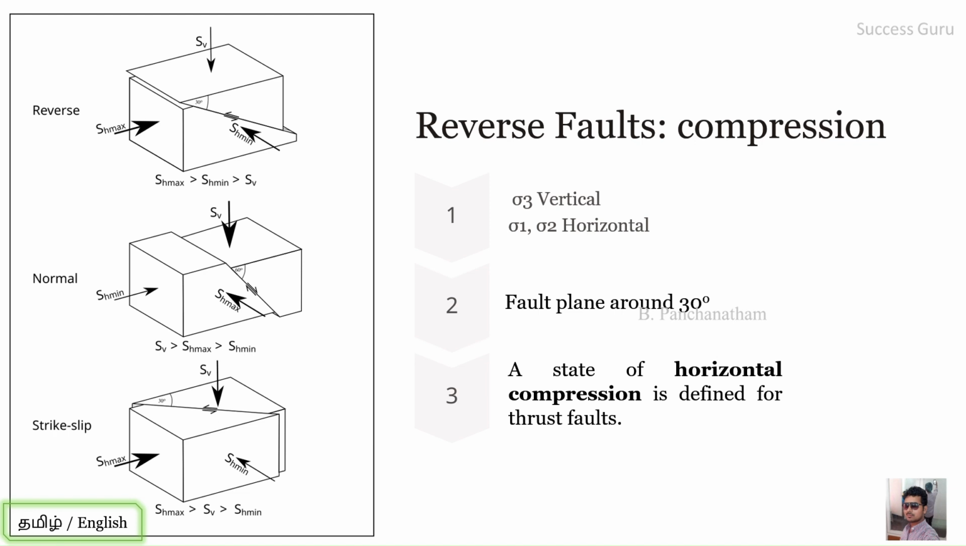Along with the displacement direction, there is an angle of the fault. These two are linked in Anderson's theory of faulting. What is mentioned here is that a state of horizontal compression is defined for thrust faulting. So the horizontal stress is maximum, that is, sigma 1 is horizontal, and the resultant here is vertical. So this is for a reverse fault.